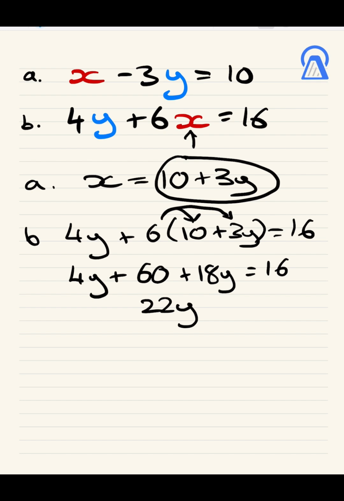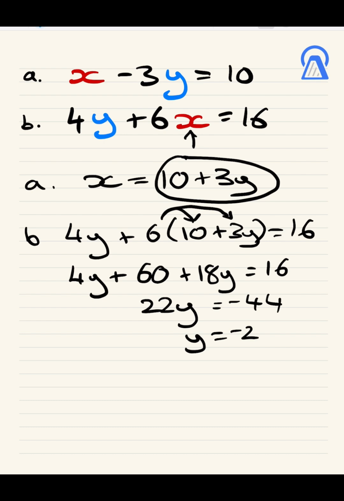So if I take 60 away from 16, you can see that I'm going to end up with a negative number. In fact, I'm going to end up with negative 44. So now if I divide both sides by 22, I'll end up with negative 44 divided by 22, which is negative 2.